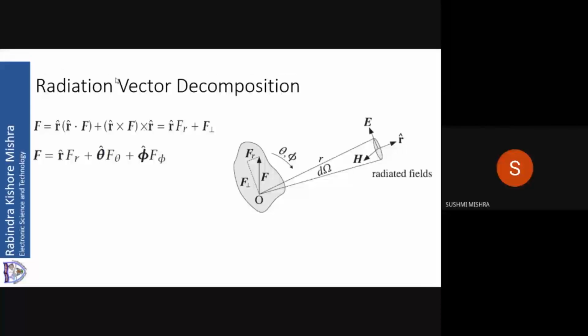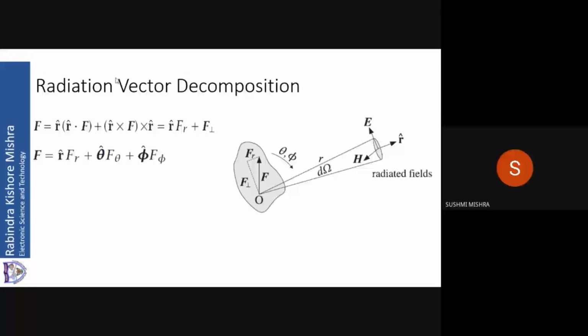And so I can write that as F is equal to R cap F_R, that is the first term. F perpendicular, we will have two components, one along theta, one along phi. So that will be theta cap F theta plus phi cap F phi. F perpendicular will have two orthogonal components. So those two orthogonal components are along theta and phi. So F I can write as this.